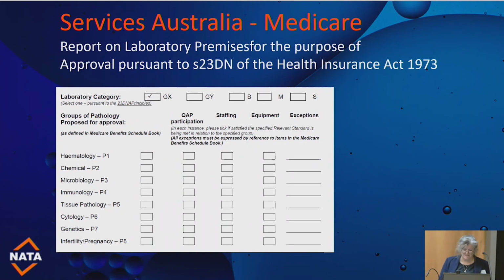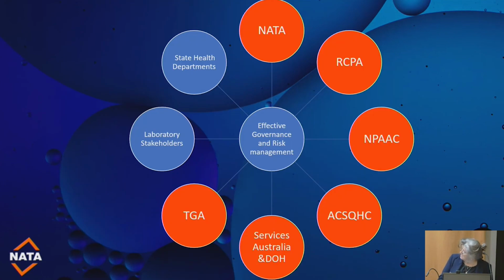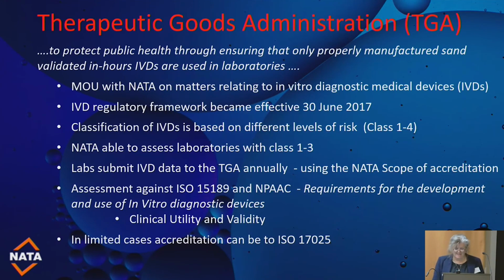The TGA is another group that we actually have an MOU with. The TGA's remit is to protect public health, ensuring that all properly manufactured and validated IVDs are used in labs. So we have the MOU. The framework became effective in 2017.